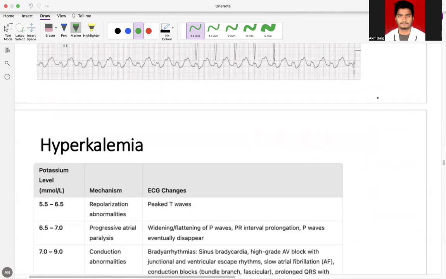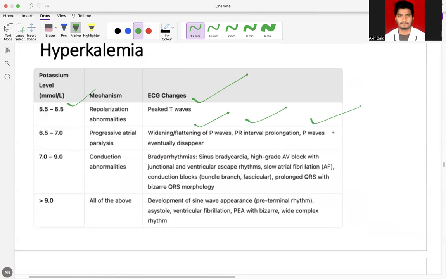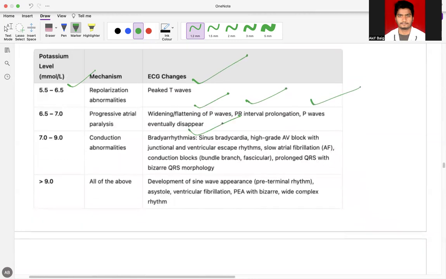So hyperkalemia, if it is very severe, based on potassium levels, the changes appear at around 5.5 to 6.5. You will only see the peaked T waves. At 6.5 to 7, you will see the flattening of P waves. PR will be prolonged and the P wave eventually disappears. And at 7 to 9, you can actually have arrhythmias.